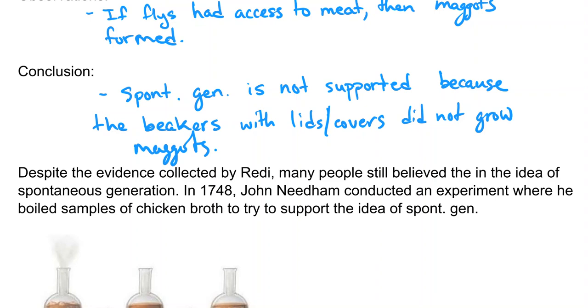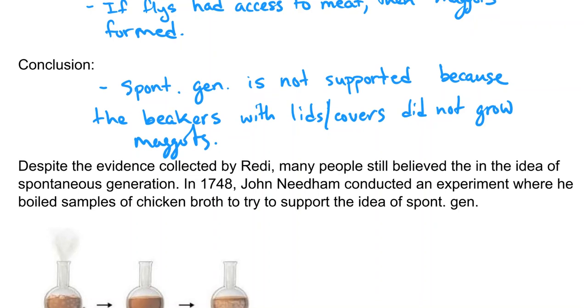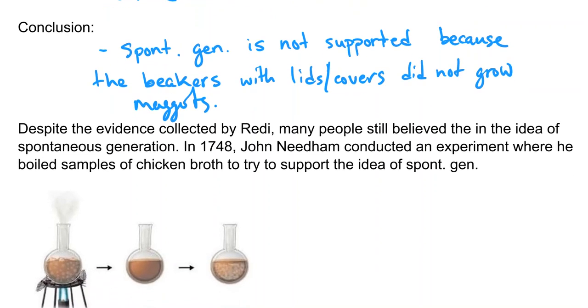Okay. So Redi did his experiment in the late 1600s, and then in the early or mid 1700s, there was still a consensus in the scientific community that no, we're still really happy with this idea of spontaneous generation. So despite the evidence collected by Redi, many people still believed in the ideas of spontaneous generation.